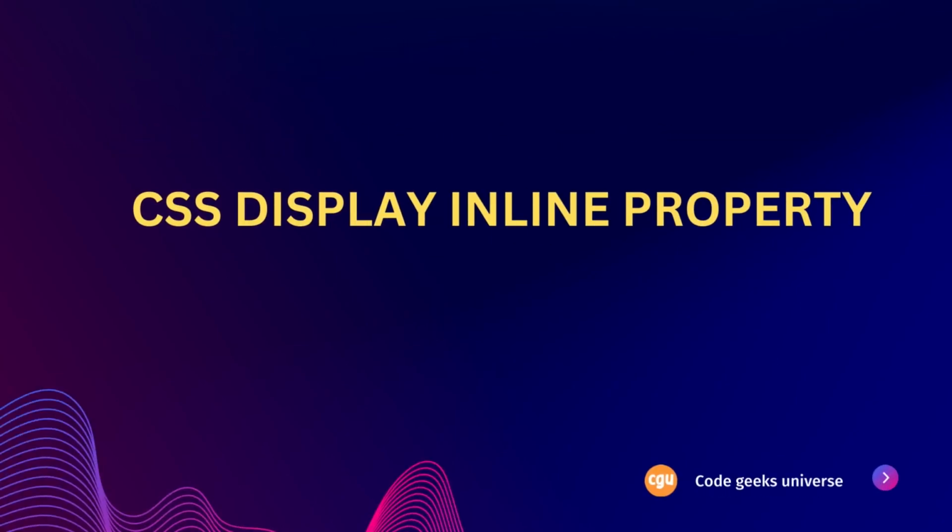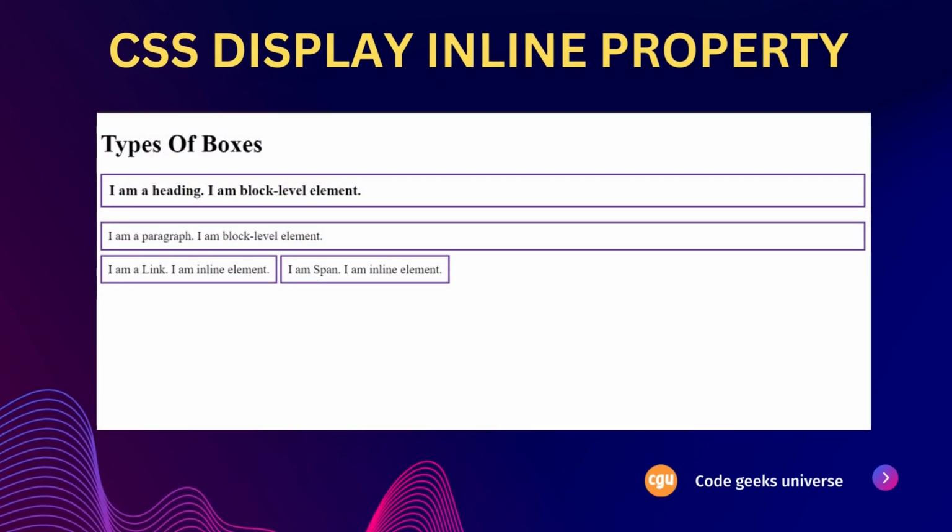Next up, we have display inline. Display inline makes an element inline level. Unlike block level, inline elements flow horizontally, fitting together like puzzle pieces. Think of this for elements like links, spans, or even those tiny icons you want to align neatly in a row. Inline elements respect the content within them, allowing you to style text within a paragraph. For example, an inline link does not start on a new line and only occupies the width that is required.